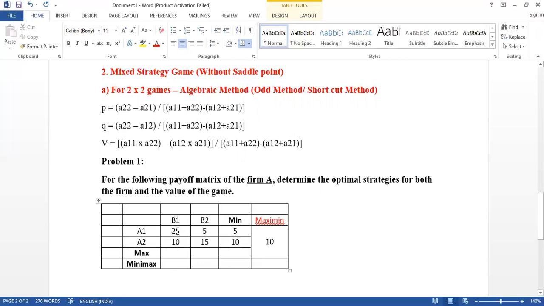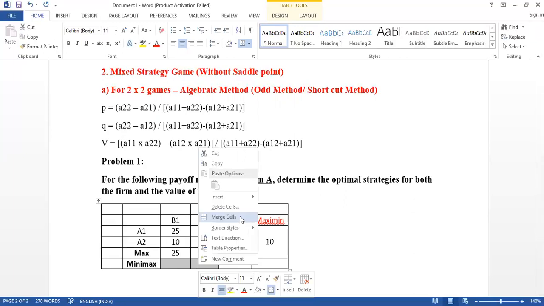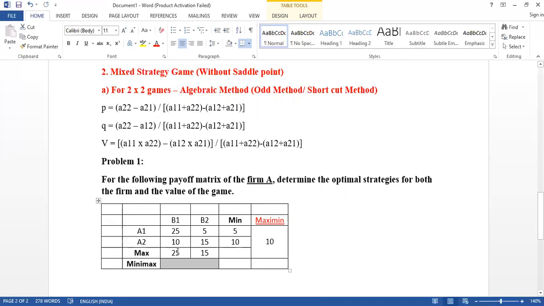Coming to this column, for each column, we'll find out the maximum value. So maximum value is 25. Maximum value is 15, right? Now, for each of these maximum values, we need to find out the minimum value. So out of 25 and 15, the minimum value is 15. Now see, maximum is 10 and minimax is 15, right?